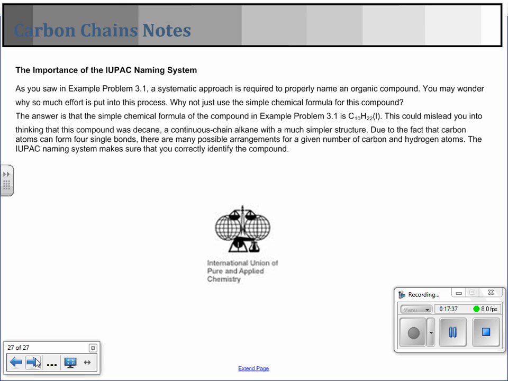Due to the fact that carbon atoms can form 4 single bonds, there are many possible arrangements for a given number of carbon and hydrogen atoms. The IUPAC naming system makes sure that you correctly identify each compound.